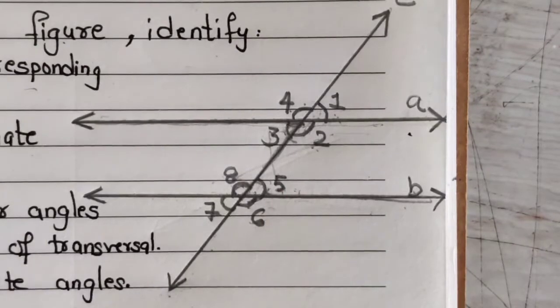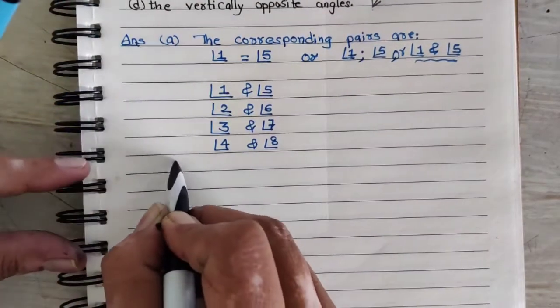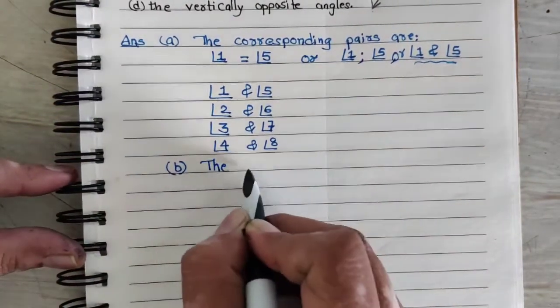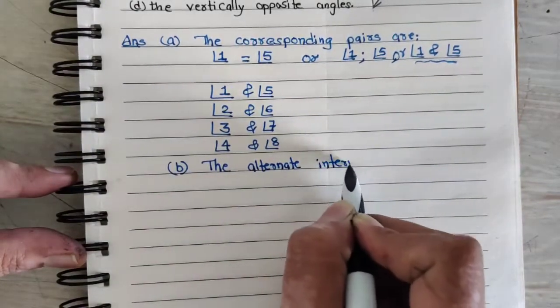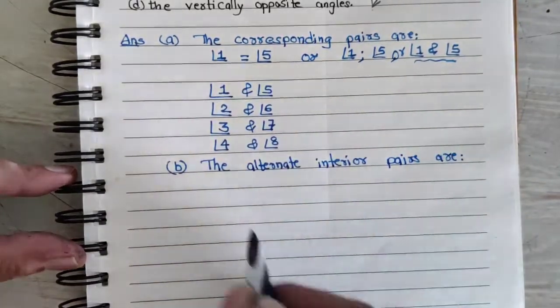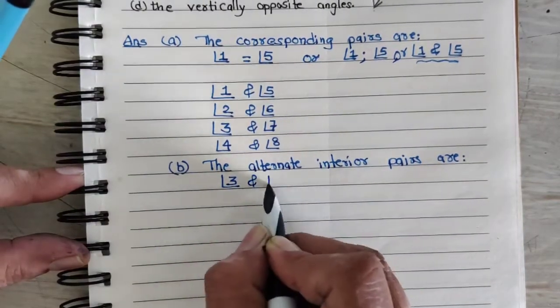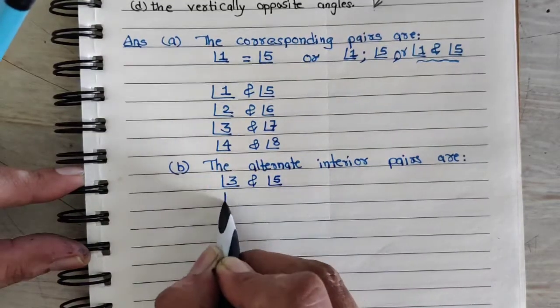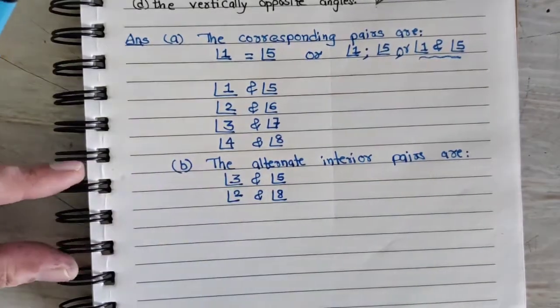Okay, so now we are going to write with the alternate interior angles, right? So let us start writing answer for B. The alternate interior pairs are: now as I told you, angle 3 and angle 5. The next one is angle 2 and angle 8. Understood?